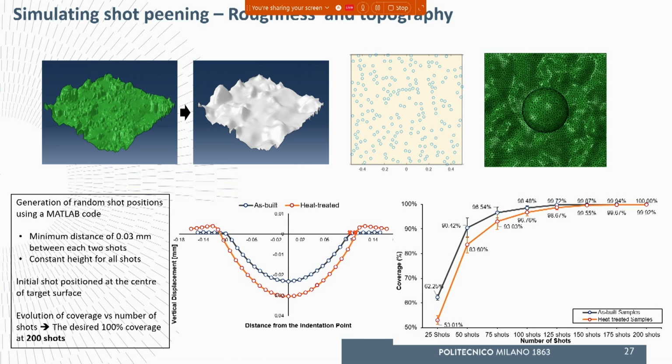Just to underline that if we have a surface that strongly deviates from a perfectly smooth surface, we need to consider the initial state. Otherwise, the final result will not be accurate.